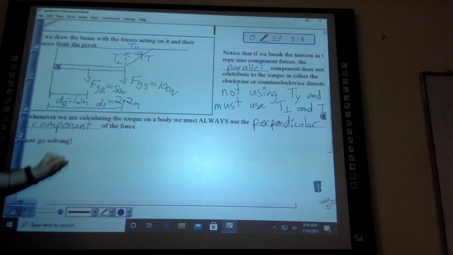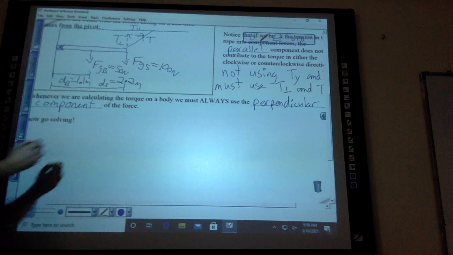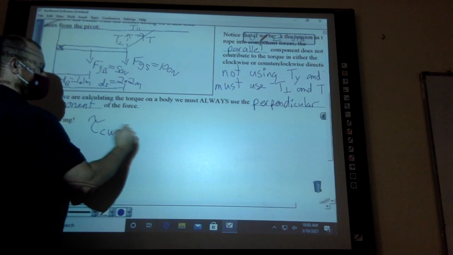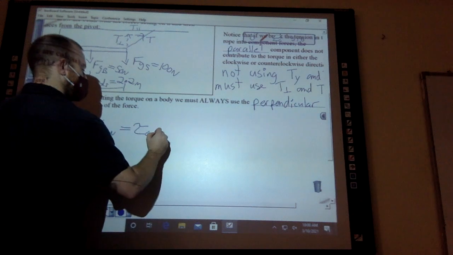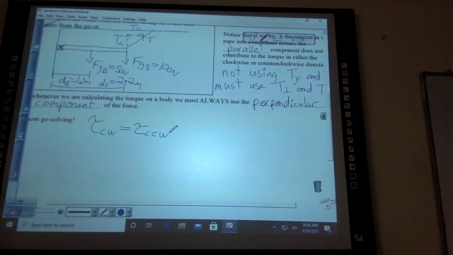So when we go about solving this, I'm not rotating, so I have rotational equilibrium, which means that my torque in the clockwise direction is equal to the torque in the counterclockwise direction. So I need to balance these two things out. And hopefully by now you're realizing the terrible idea of not watching the video from yesterday because I taught this all yesterday. So this should just be review.